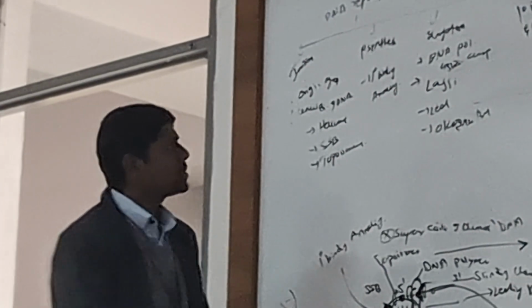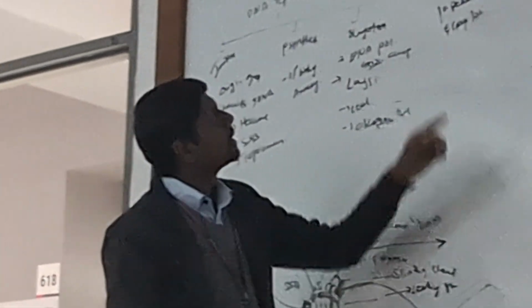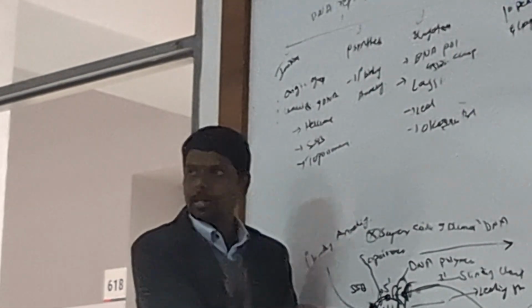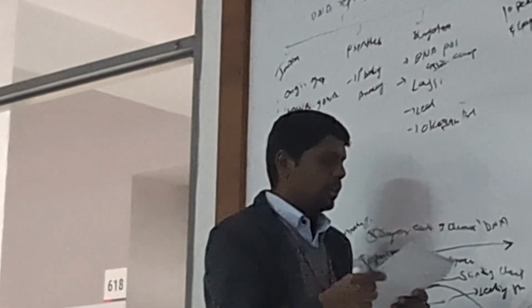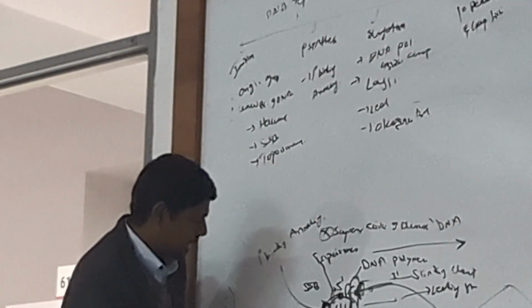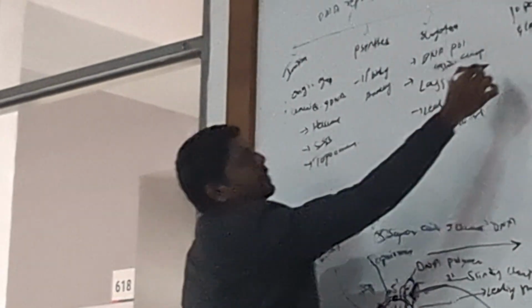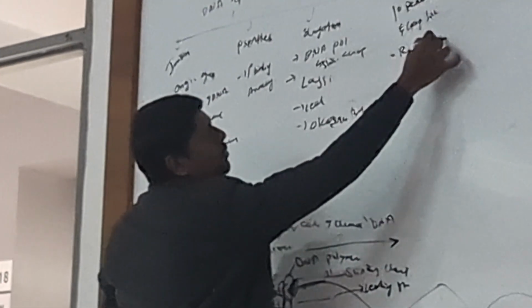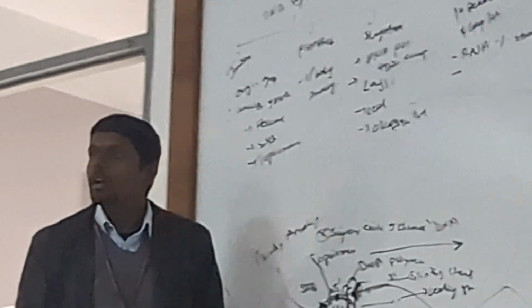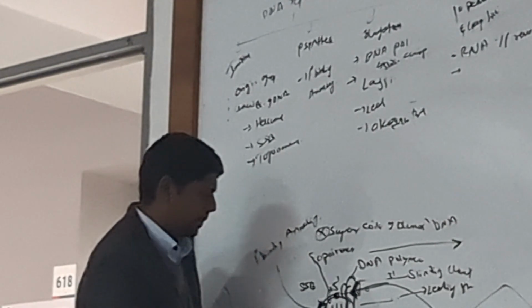Next one is primer removal and gap filling. Now we need to remove this primer and fill the gap again. There is an enzyme called RNase. RNase 1, it will remove the primer. Oh, sorry, RNase 2 will remove the primer. RNase 2 removes the primer.